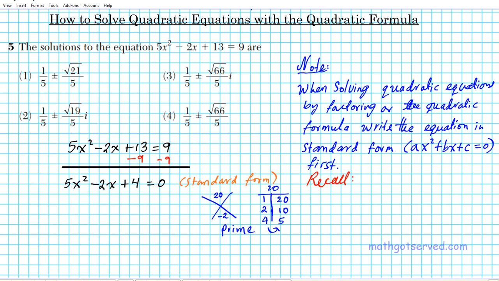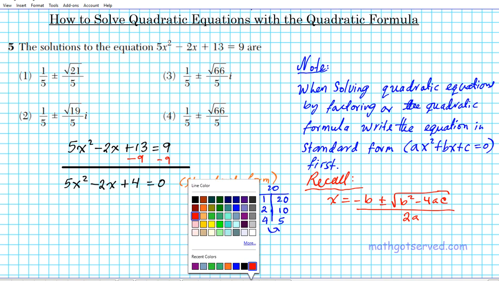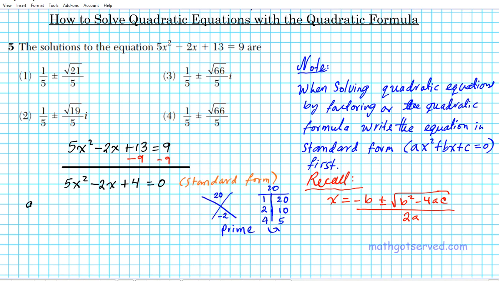Remember what the quadratic formula is. The quadratic formula is x equals negative b plus or minus the square root of b squared minus 4ac over 2a. Okay, so that's the quadratic formula. So the first step in using the quadratic formula involves specifying what your a, b, and c values are.